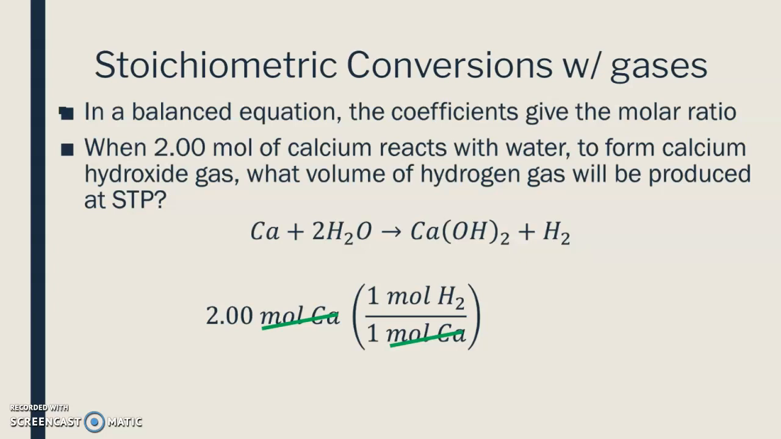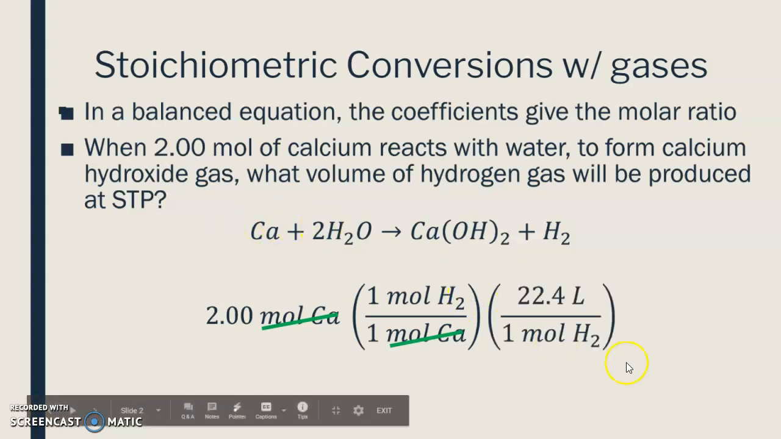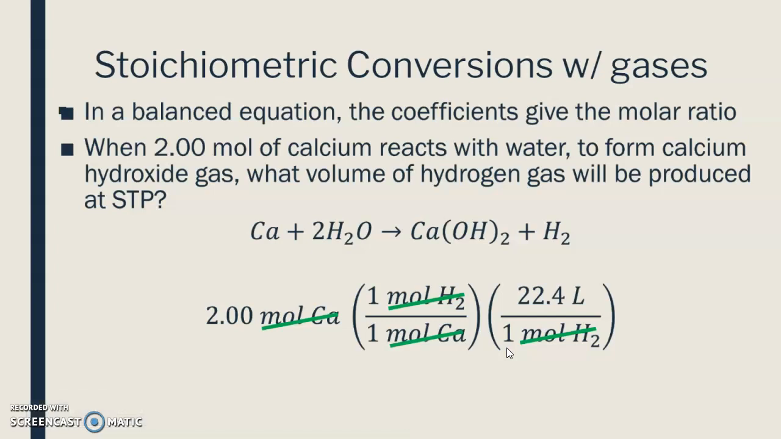Now, some of you guys may think, okay, great, I have the answer, it's 2, so that's wonderful. That's not what the question is asking. It says, what's the volume? The fact that it's at STP, I know I'm going to have to use my molar volume conversion factor to go from moles to liters. And so when I put that in there, my moles of hydrogen will cancel out at this point, and I'm left with liters of hydrogen.